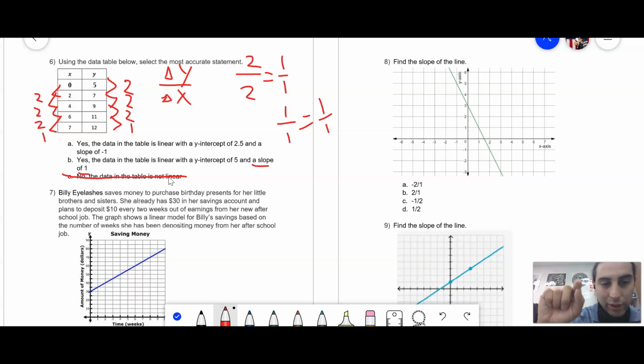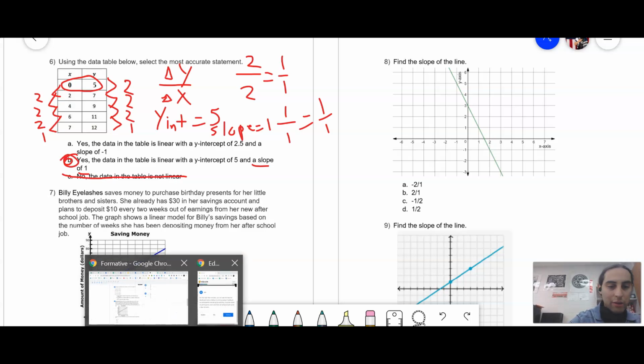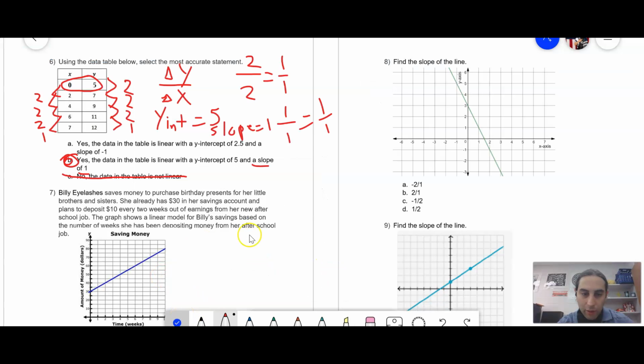Let's look for that y-intercept. When x is 0, y is 5. So my y-intercept equals 5, and my slope equals 1. So which answer is the best? Well, the data in the table is linear with a y-intercept of 5 and a slope of 1. That would be letter B. All right? So let's put that down. All right, let's look at number 7.